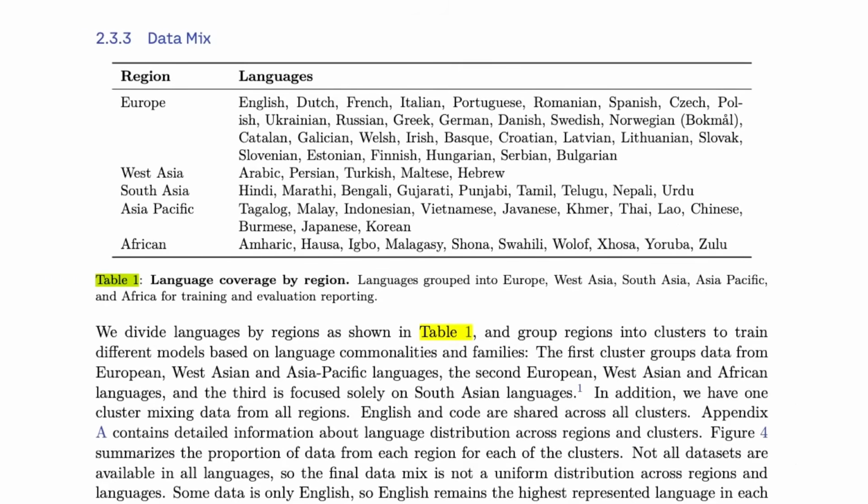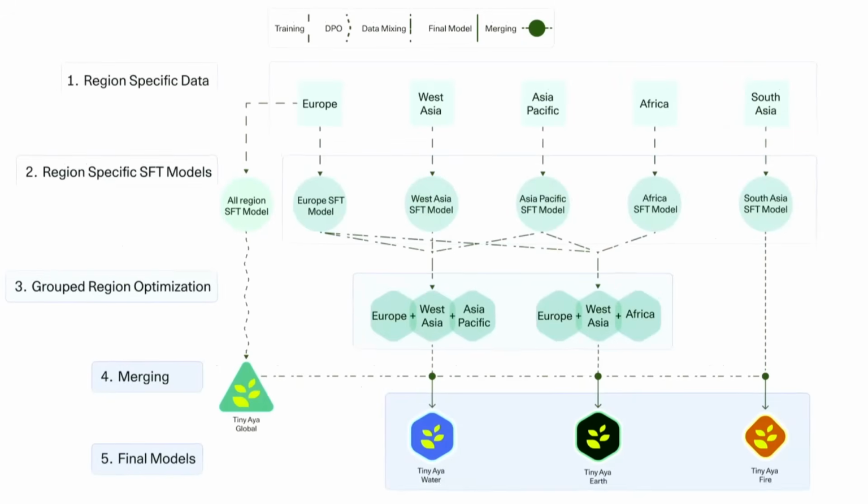If we look at the paper, we can see actually this data mix that they put together here. And the way that they've done this is really quite interesting. Even if you didn't want to do a multilingual model, the way that they've done post-training in here is quite interesting. So they've done region-specific SFT models for each of the regions, but then that's not what they've actually released. They've then gone and merged them, as you can see here.